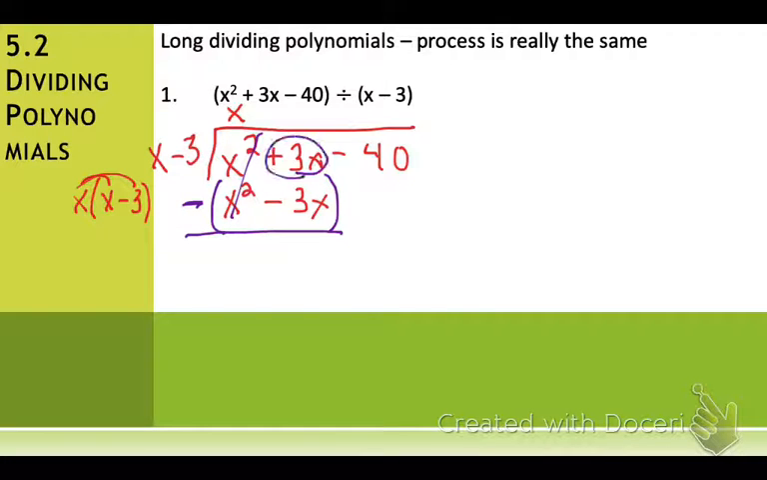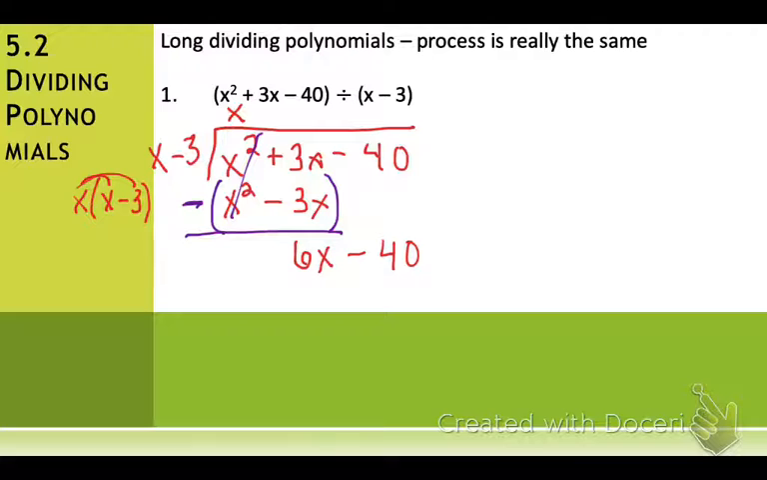So 3x minus negative 3x, well, minus a negative is plus. So this is actually 3x minus negative 3x is actually 6x. Okay? That's what's left over. Now bring down the next term, which is minus 40. All right? And then we start the process over.